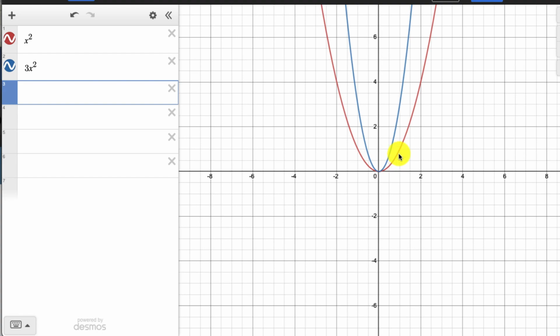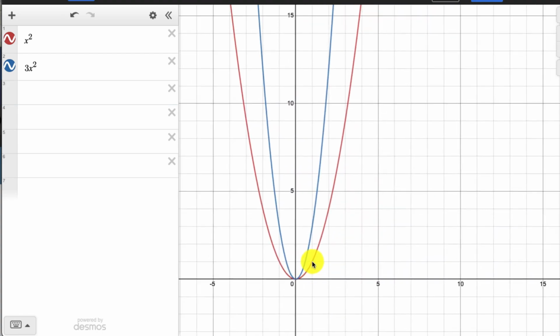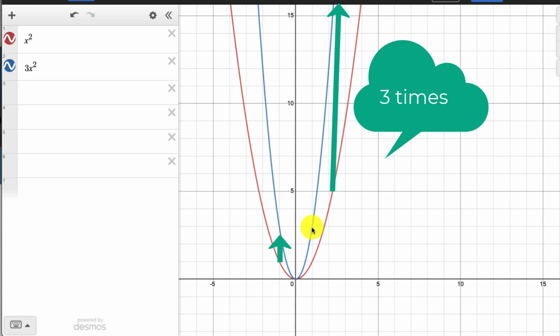What's happening is my outputs, instead of being here, are 3 times higher. So my vertical outputs are growing 3 times as fast. Or in other words, you could think about holding on to that vertex, grabbing the top of the graph and stretching it up. So it's a vertical stretch.